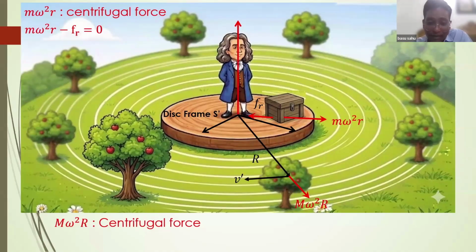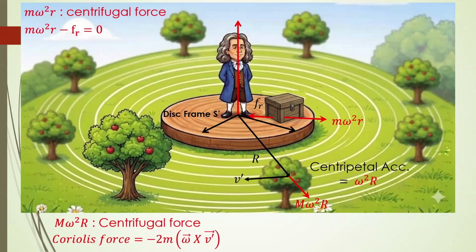Suppose due to some reason, I am able to justify that in this direction 2M omega square R is working, then my problem will be solved. I have to only justify that 2M omega square R is working in the radial direction, right? Can I justify it with the help of something? We can justify it with the help of something that is known by a very special name, Coriolis force. Coriolis force is also a pseudo force.